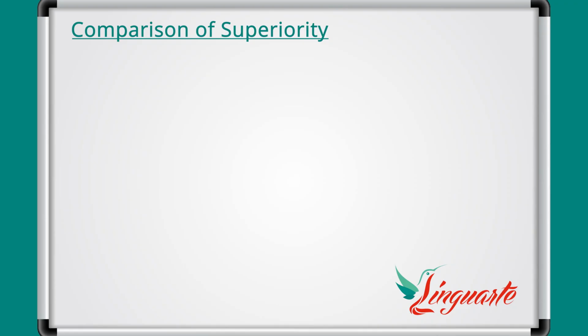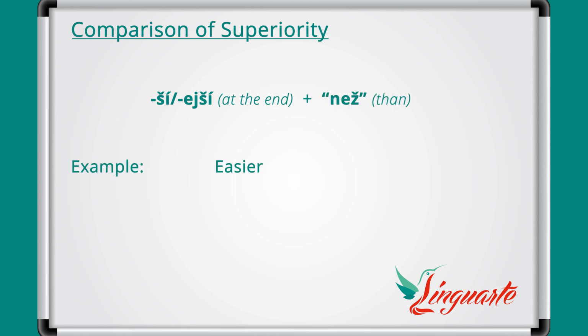Let's start with the comparisons of superiority. These are created with the particle -ší, or -šia, added to the end of an adjective. Before adding this particle, we need to remove the last part of the adjective. Then it is followed by the word než, than. For example, to say easier, we take the adjective ľahký, remove the ending -ký, add -ší, and get ľahší.